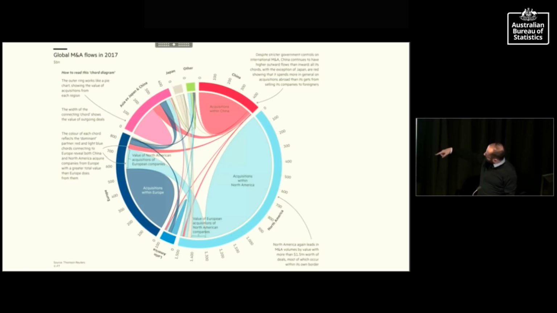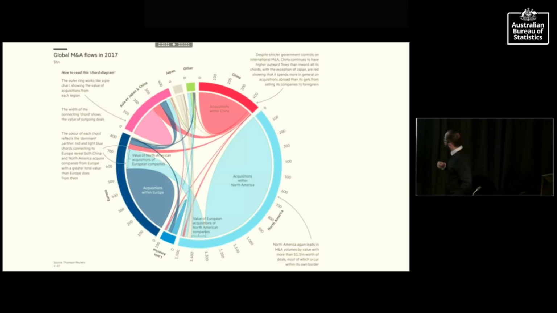So the outer edge of this chord diagram shows, it's like a pie chart. It just shows you by continent where the proportion of deal making was. Okay, so you can see by far and away North America was the biggest deal maker. But the connections between the spokes in the middle show you the two-way flows between regions.